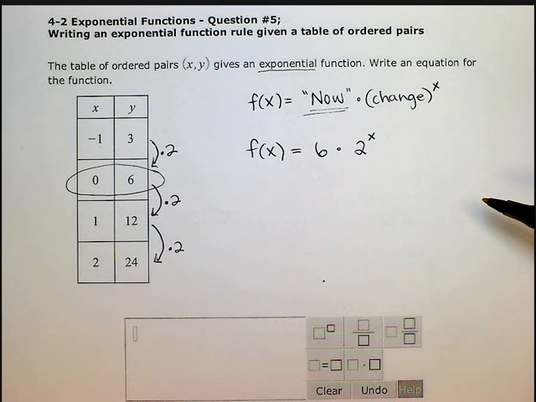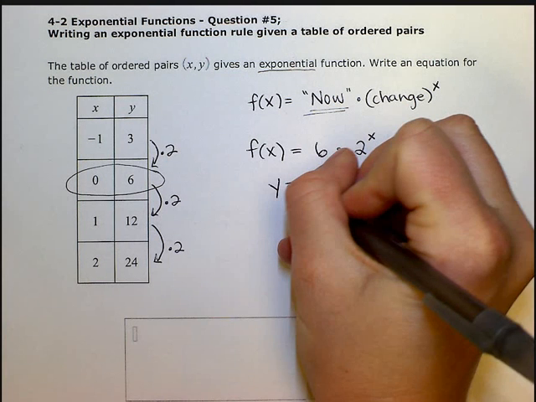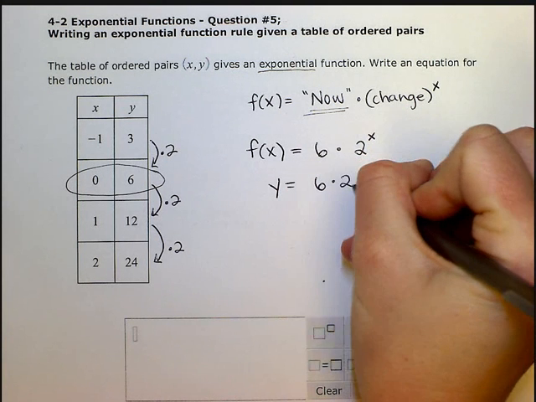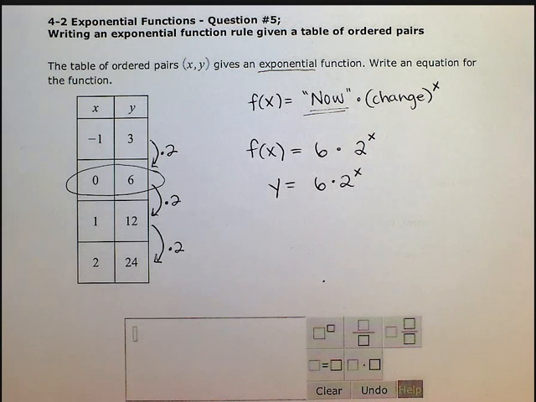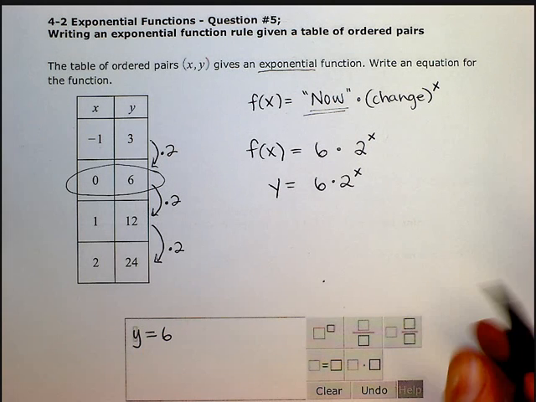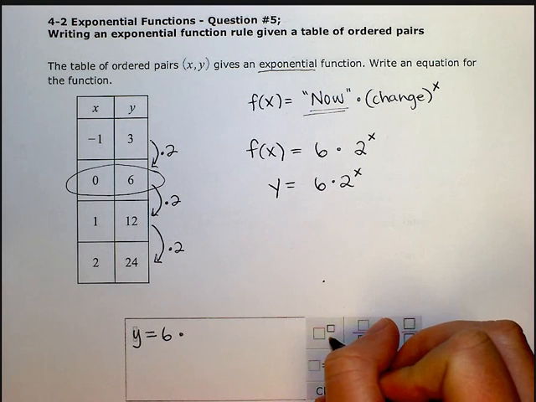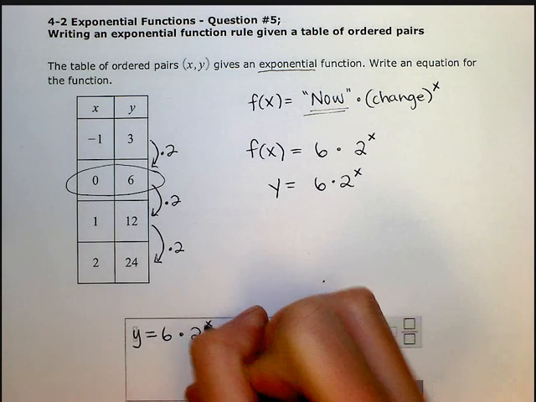So that's it. So when we plug it into Alex, they may ask you to put y equals 6 times 2 to the x instead of f of x, which is fine. So you would put y and you'd push this button for the equal sign, equals 6, this one for the multiplication sign, times this one here to get 2 to the x. And that's it.